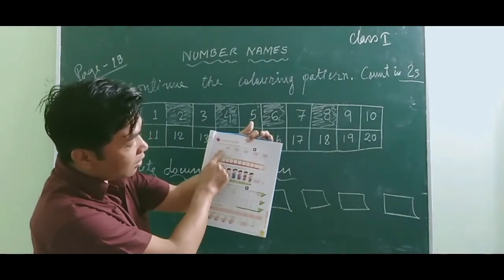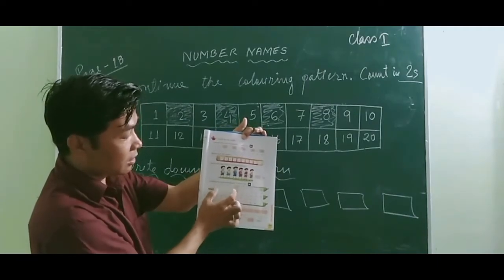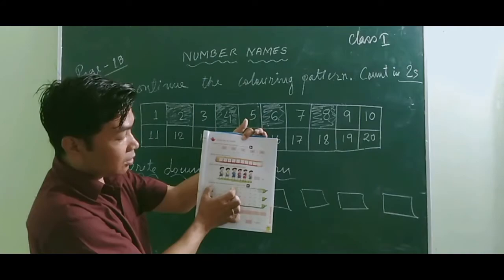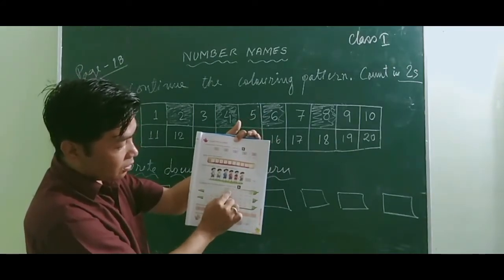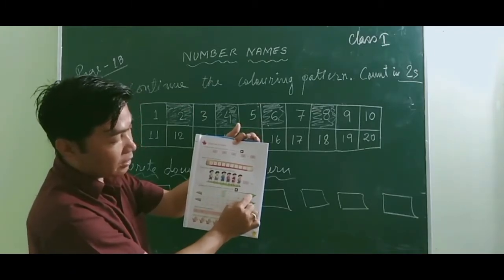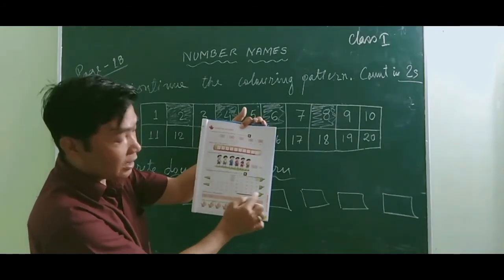Like we count in twos here by skipping 1 digit, we'll skip 5 digits here. 1, 2, 3, 4, 5, and then you color it. So counting in fives. Okay, we are counting 5, 5. So another 5, then 6, 7, 8, 9, 10. So we skip another 5 and then we color it. So you fill the remaining as homework.